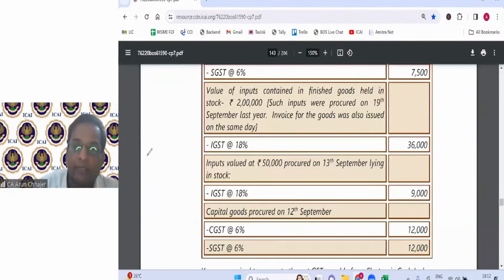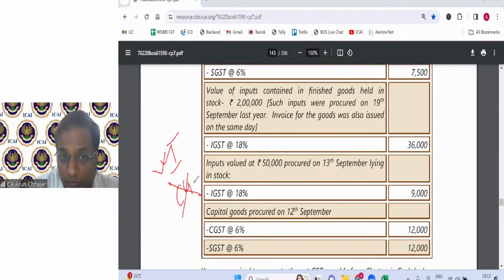Then last is capital goods procured on 12th of September. We have discussed one thing, that we can take the ITC on only input, not capital goods under 18 subsection 1 clause B, only input. So therefore this capital goods का ITC नहीं मिलेगा.